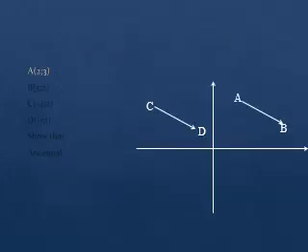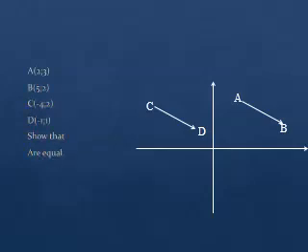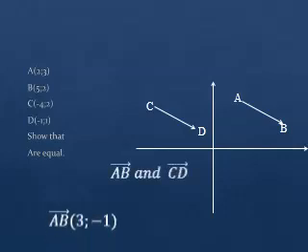So point A is (2, 3), point B is (5, 2), and so on. So I have A, B, C, D, and we want to show that the two vectors are equal. First of all, I have to find vector AB. You know, it's (xB minus xA, yB minus yA), so it's 3 minus 1. CD is 3 minus 1 also. So yes, we can say that the two vectors are equal.